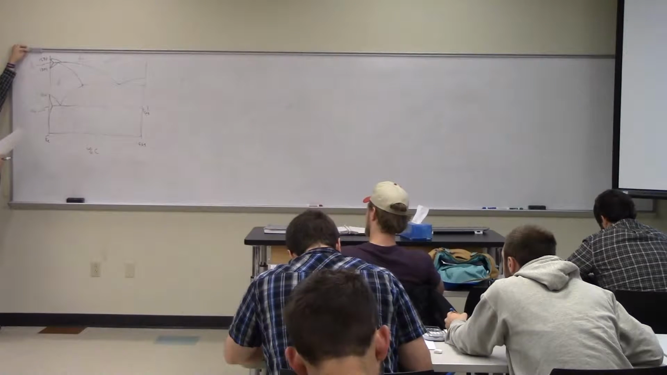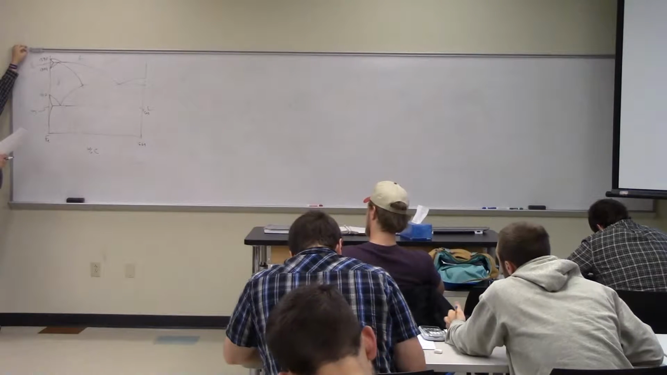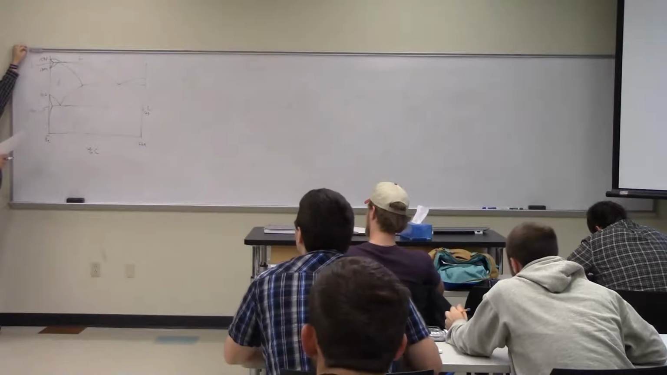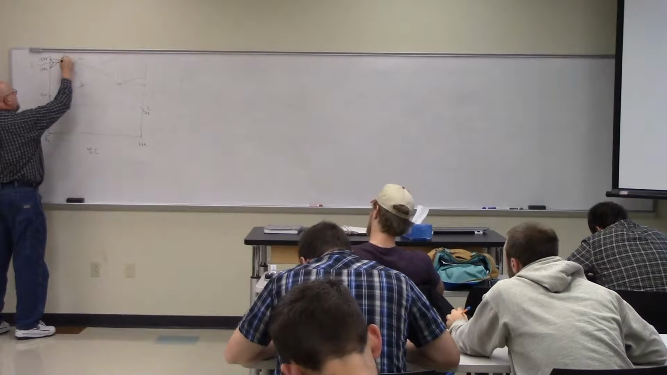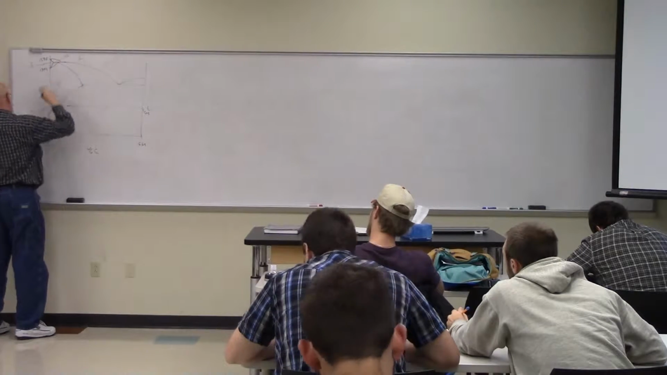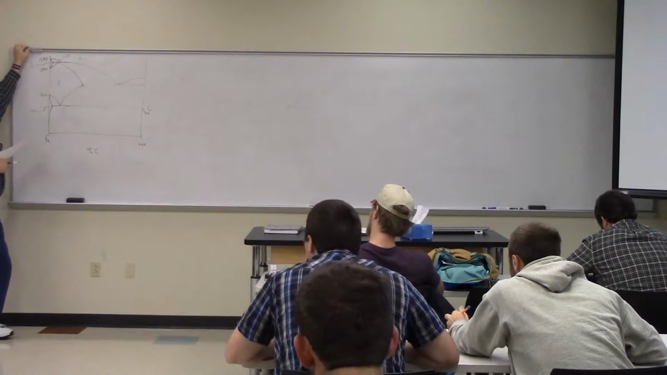What's the line that comes out from the nub for delta? We'll talk about that in a second. This temperature is 1495. Okay, it's a horizontal line.